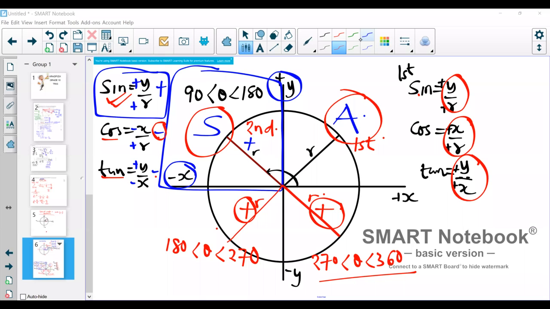Please, your classwork now is which one is going to be positive in the third quadrant and which one is going to be positive in the fourth quadrant.